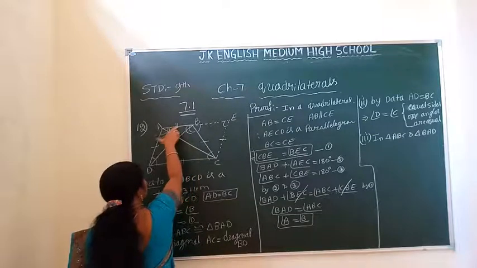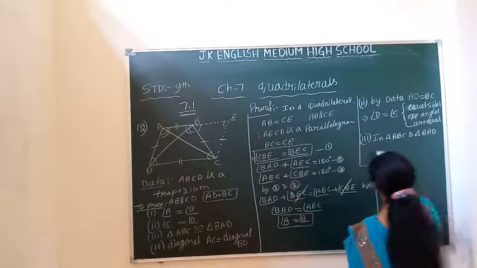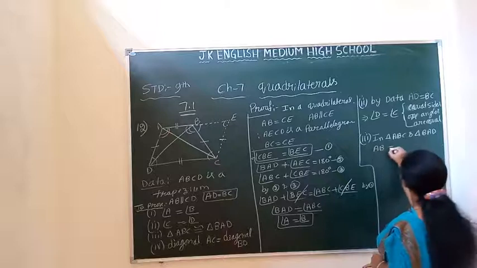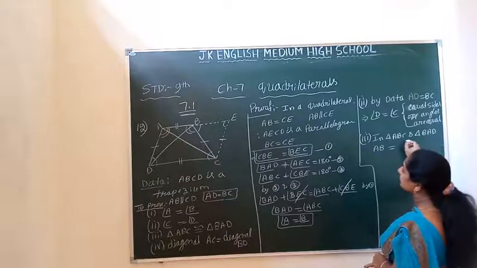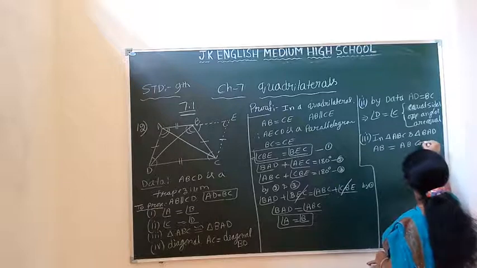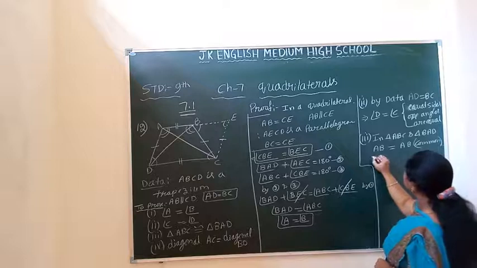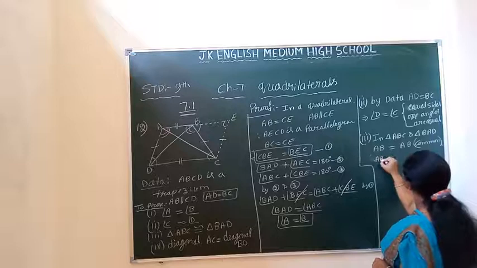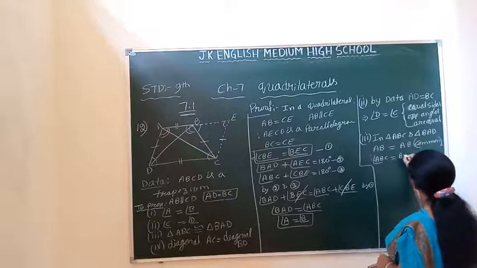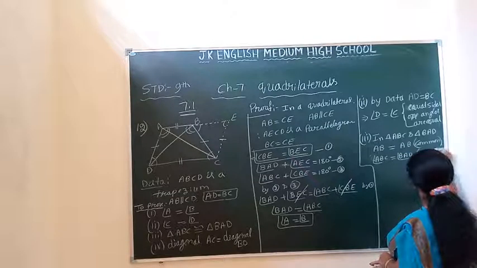I can take it, this is common to both, and these two sides are equal by SAS criteria. So in triangle ABC and triangle BAD, AB is equal to AB, it is a common side. Angle ABC is equal to angle BAD, already proved.